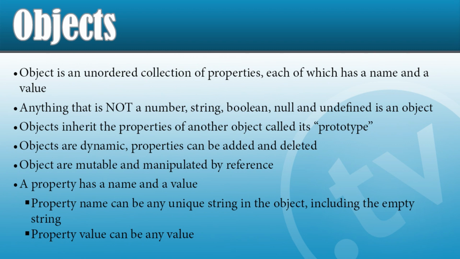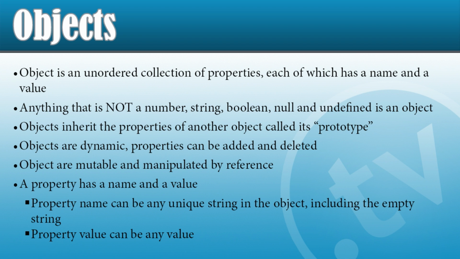Hi and welcome. This is objects in JavaScript. So let's start with something very simple. The objects. What is an object? An object is an unordered collection of properties, each of which has a name and a value. Anything that is not a number, string, boolean, null, or undefined is an object.